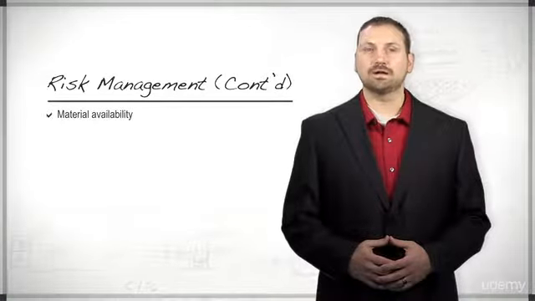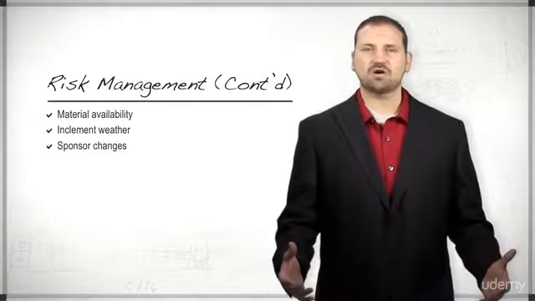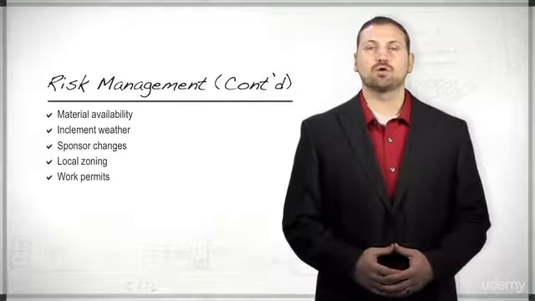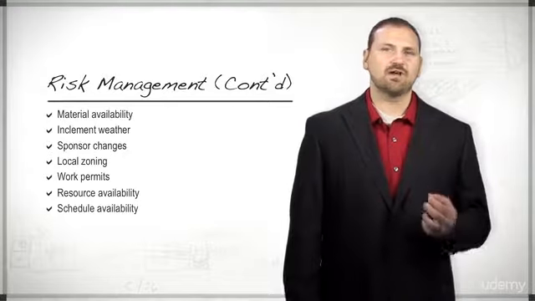So as we apply the concept of risk to our home project, can you think of some potential risks the project team may encounter? How about raw material availability? Inclement weather. What if the sponsor changes their mind and wants a different type of structure? How about local zoning and work permits? What about resource availability? Are the electricians scheduled available to work during that period of time? All of these are examples of risks that can be applied to each activity. Once identified, they should be added to the project risk log and managed, predicated upon the probability and impact if the risk were to be realized.